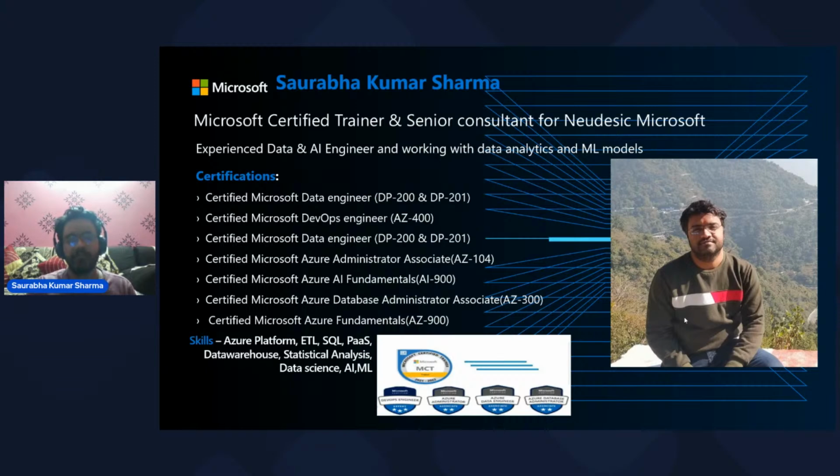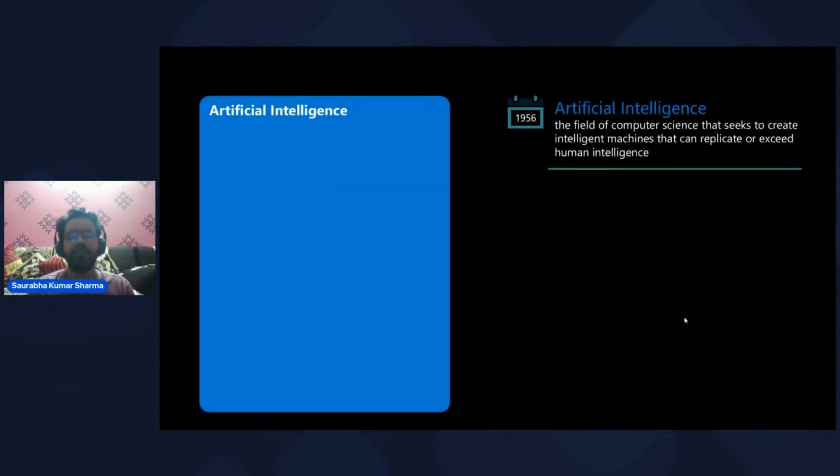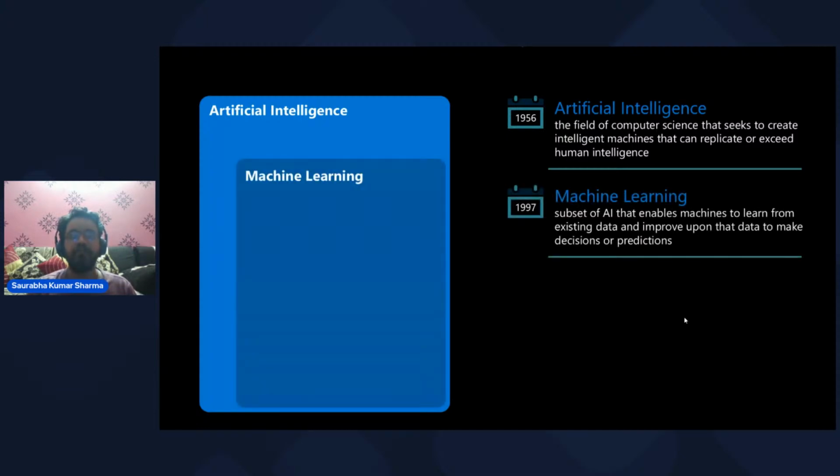Let me start the topic with a brief introduction about machine learning. Artificial intelligence started in 1956. That field is commonly described as creating intelligent machines that can replicate or exceed human intelligence. After that, in 1997, a subset of AI was enabled, called machine learning. It's a sub part of artificial intelligence. They make decisions and predictions based on our data and processes.